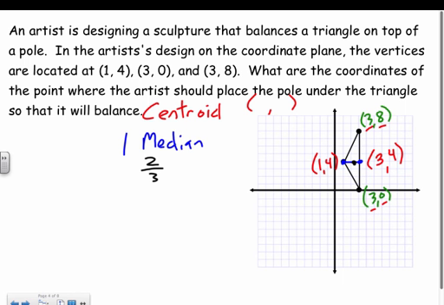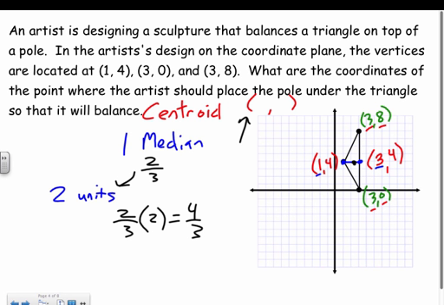Well, I can just count in this case, otherwise I have to use the distance formula. But here from 1 to 3 is a distance of 2. So I know that's 2 units. And my centroid is 2/3 of that, correct? So I can take 2/3 of 2, which gives me 4/3. So is that my answer? No, I want to know the actual coordinate. Right? I want to know the actual coordinate up here.